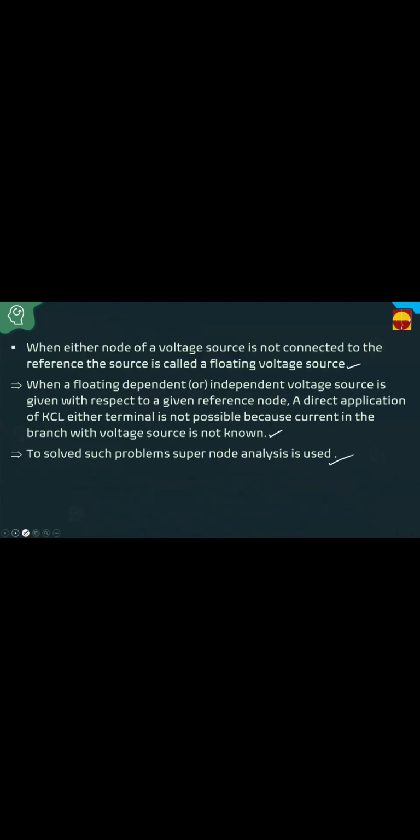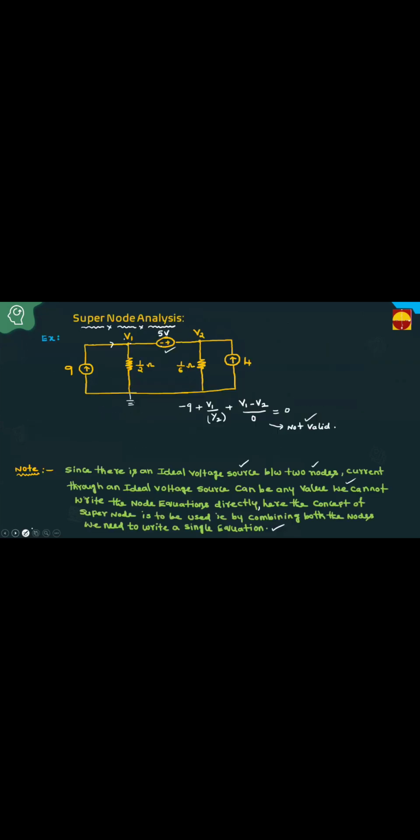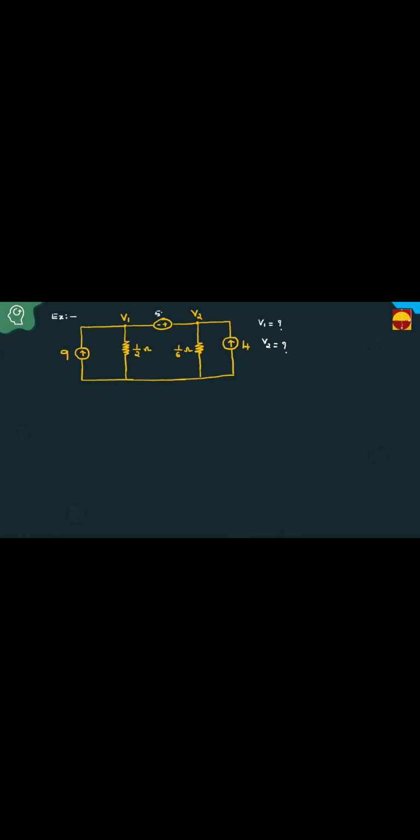Now, you have to see one problem: how to solve by applying supernode analysis. In this example, you have to find V1 and V2. This given voltage is 5 volts. Then between V1 and V2, an ideal voltage source is present.